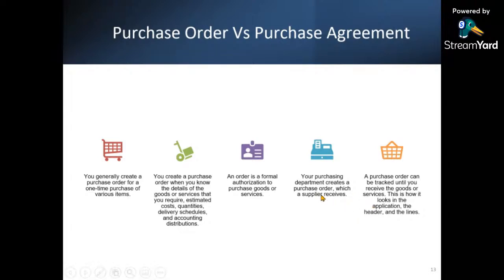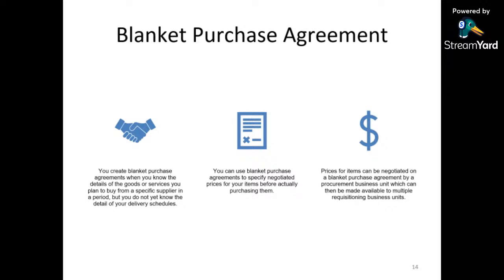Your purchasing department creates a purchase order which a supplier receives. When I say purchasing department, it is about the buyer. A purchase order can be tracked until you receive the goods or services. This is how it looks in the application, the header and line. I'll be showing these things in the next session, in the practical session, how a purchase order is going to look. Okay, moving into the next slide.